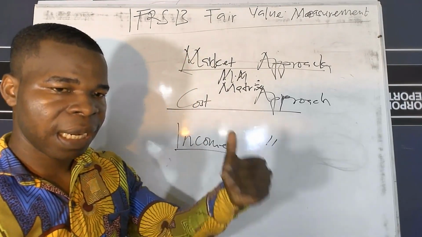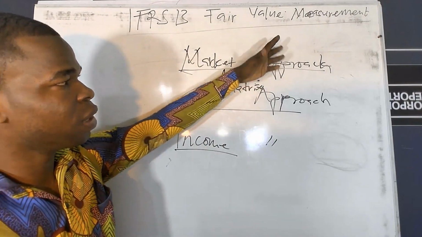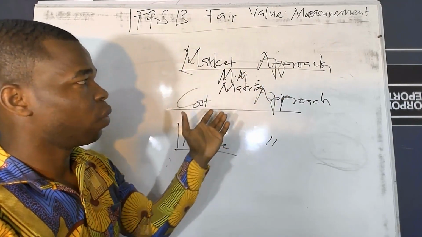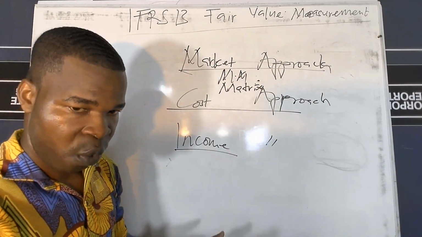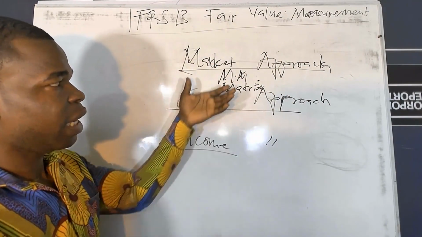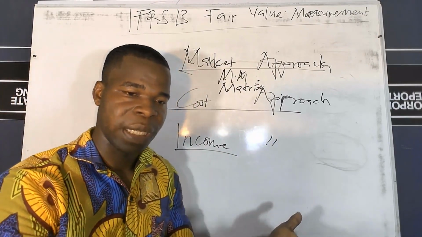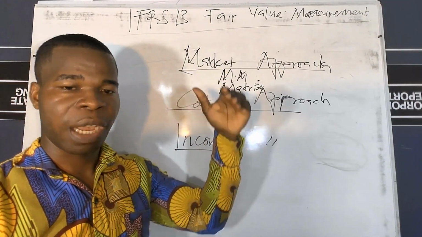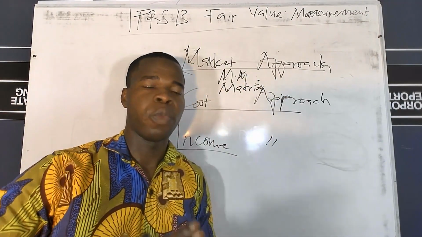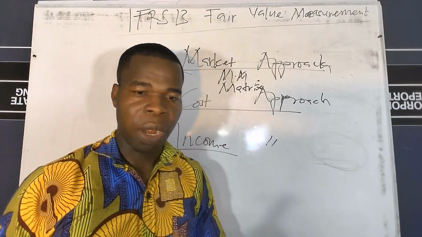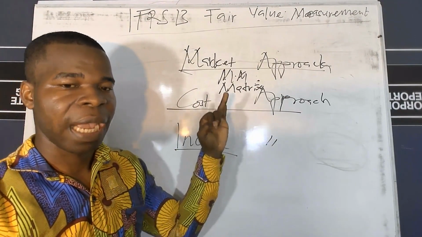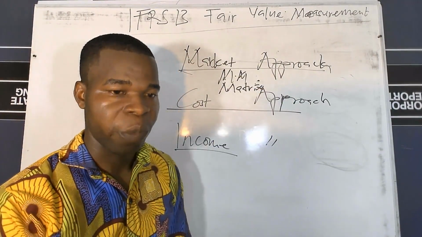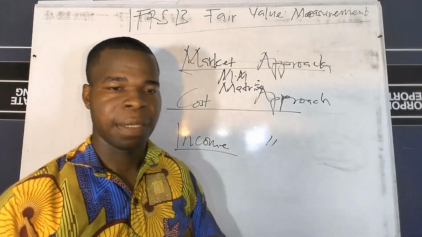Now, the standard does not prescribe that you should choose a particular approach or form of hierarchy. An entity can choose any of these methods in valuing its assets or liabilities using fair value. But once you are using a particular method, you are supposed to use it consistently, unless you want to change it using IAS 8. If you want to change it, then you have to apply the information prescribed in IAS 8.